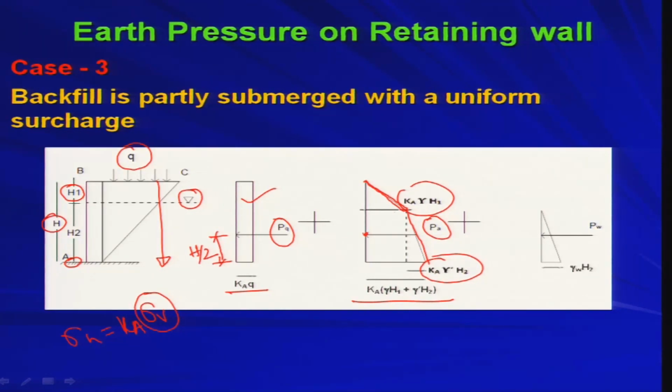Okay. Now, that is not enough, because the soil is partly submerged. So, you also have the water pressure. Water is from H1 to H. At H1 the water pressure is 0, and at H your water pressure is gamma W into H2. So, that is your water pressure, that is Pw, and that is acting at the Cg of this triangular distribution.